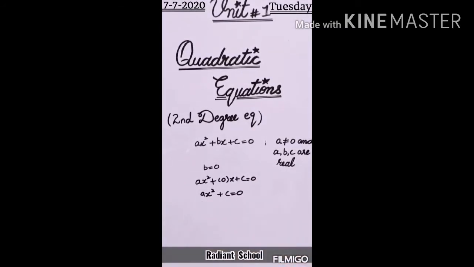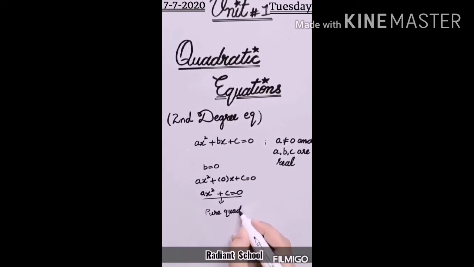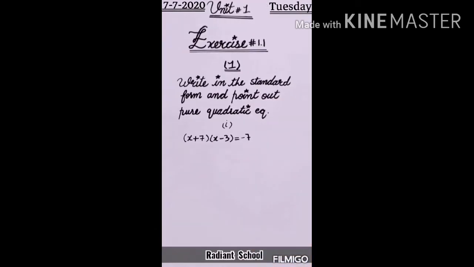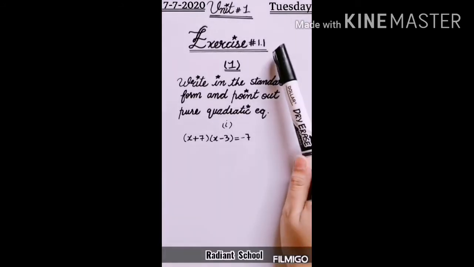So this is said to be a special type of equation. The quadratic equation in which the x term is not present is said to be a pure quadratic equation, in which only two terms are present, the x square term and the constant. Okay students, now we will start exercise 1.1.